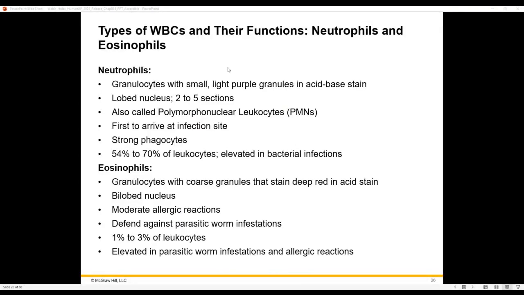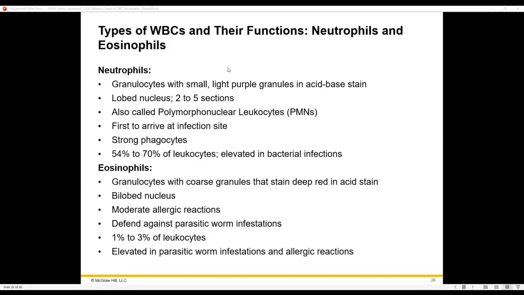Okay, let's look at different types of white blood cells. Neutrophils. These are granulocytes with small light purple granules in acid-base stain. Lobed nuclei, there are 2 to 5 sections. They're also called polymorphonuclear leukocytes, or PMNs. The neutrophils are the first to arrive at the infection site, and they're very strong phagocytes. 54 to 70% of the leukocytes are these, and these are elevated during bacterial infections.